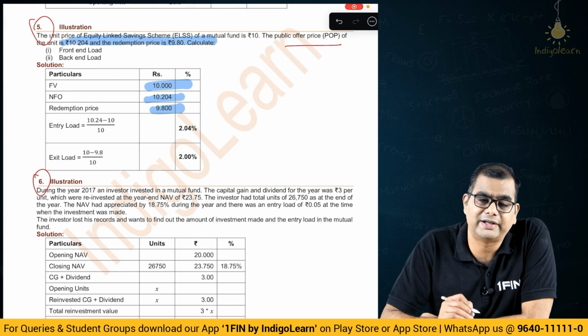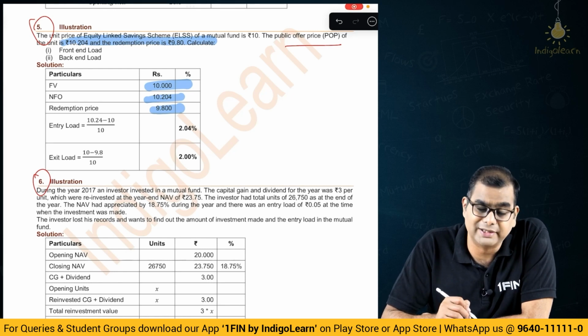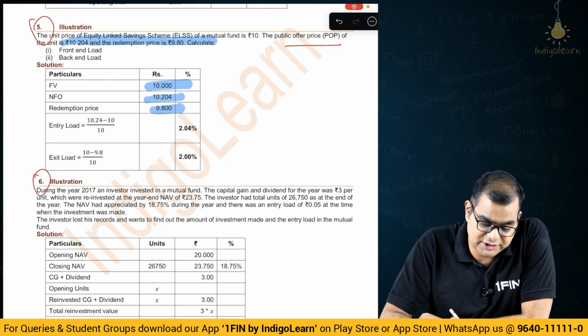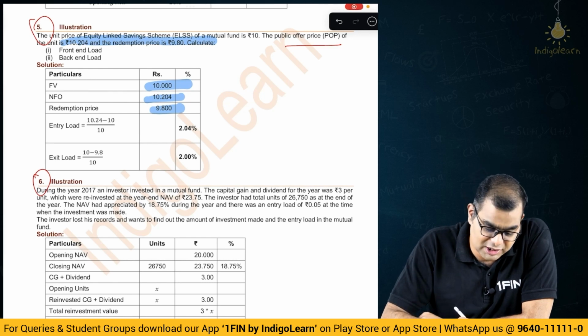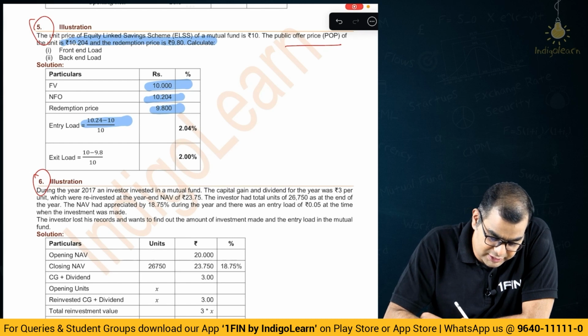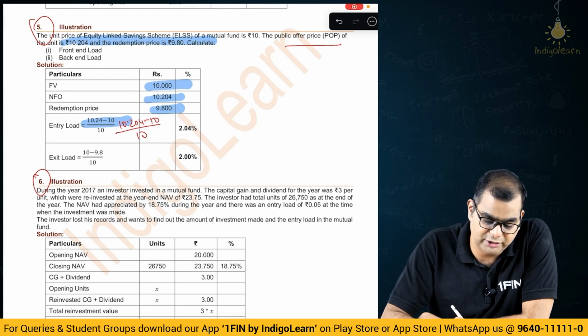Now, what is entry load? Entry load is the extra amount that is charged by the mutual fund company when you make an investment. Even though face value is 10 rupees, you are asked to give 10.204. So, you are paying 0.204 extra. What is entry load? It is 10.204 minus 10, by 10. Extra 0.204 on 10, which is 2.04%.